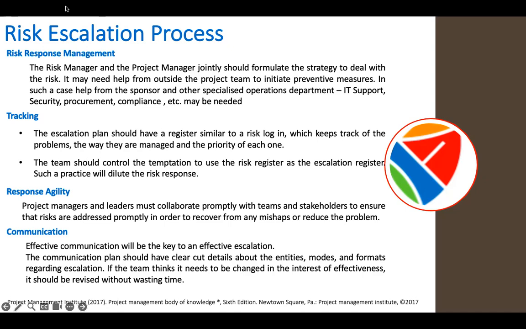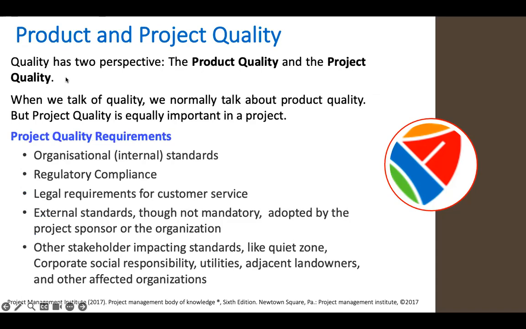Now, another aspect of project management here is project and product quality. Product means the kind of output you're generating, product or service. Product is usually called a physical product, but now we are calling digital products also products. For example, apps are products, websites are products. Okay. So quality has two perspectives, product quality and project quality.